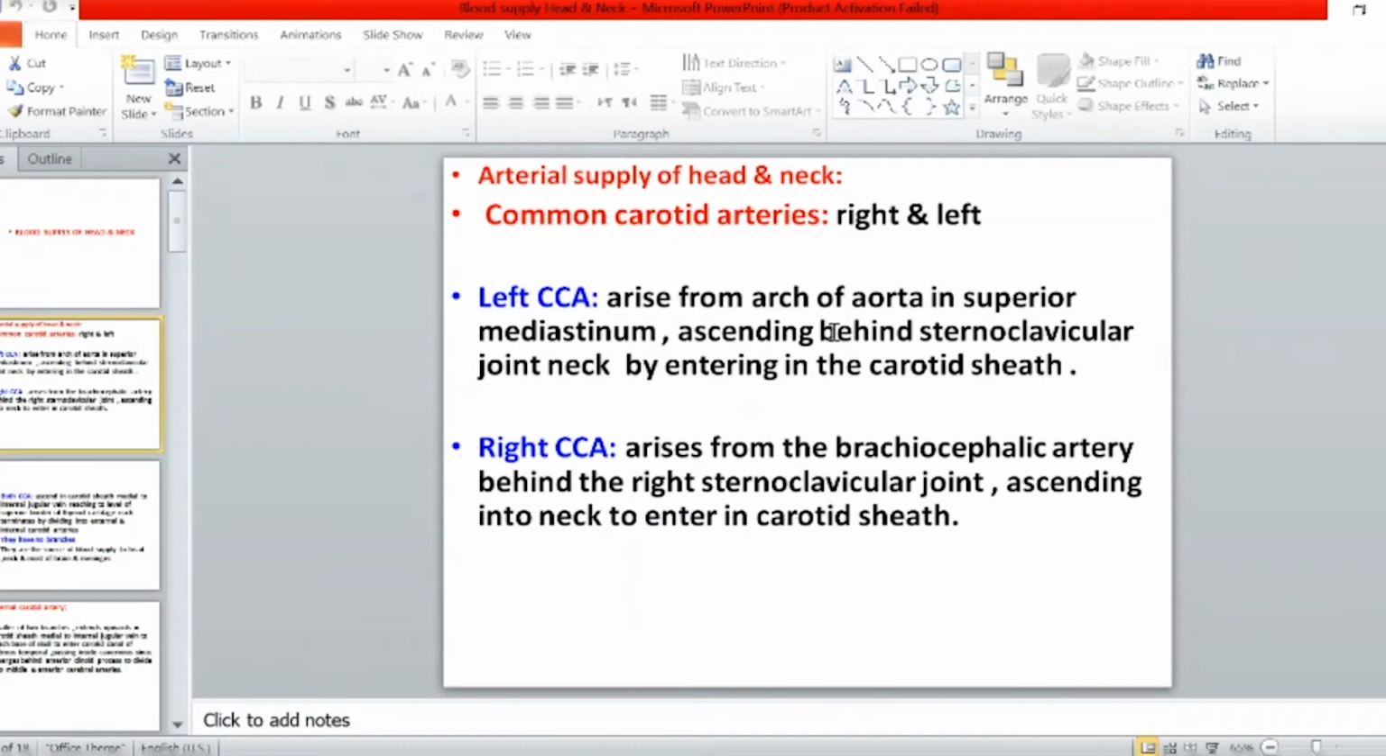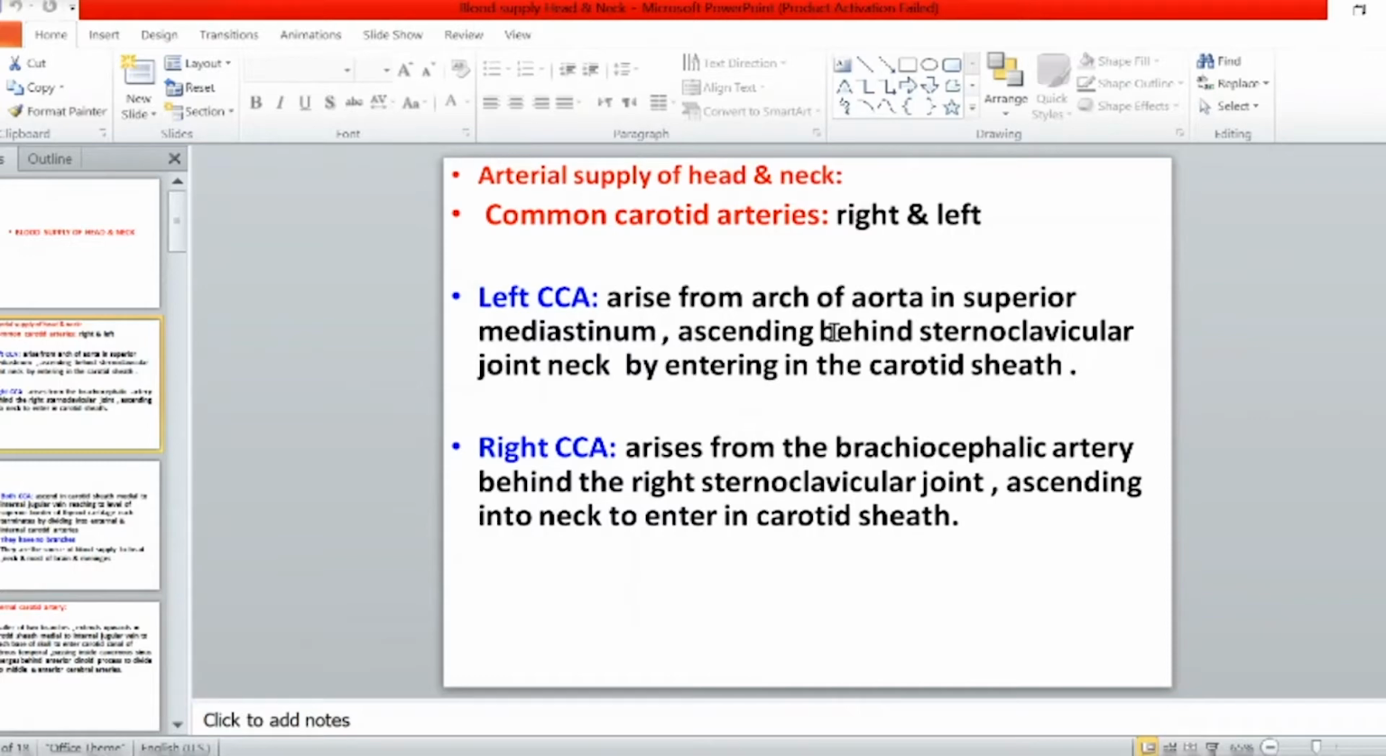Now the blood supply of head and neck. The arterial supply is from the common carotid arteries, two arteries, one on each side, ascending from the thorax into the neck and supplying the neck and the head. These are the right and left common carotid arteries.